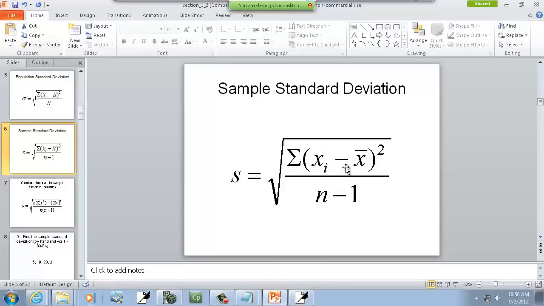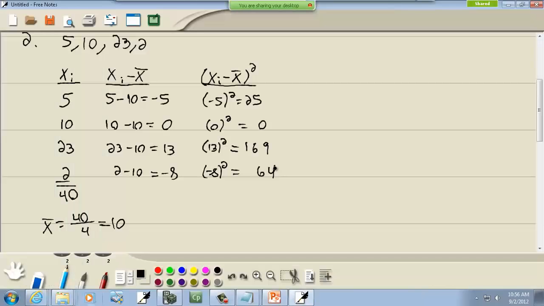So that's this right here: x sub i minus x bar, squared. Now we get this E looking thing in front of here. That's our uppercase sigma. That says now add those values together. So I want to add these values together.